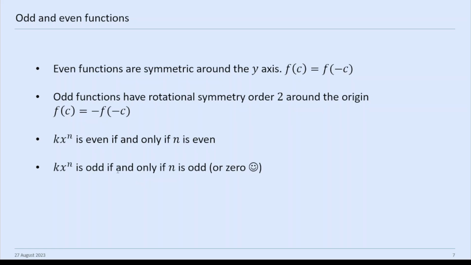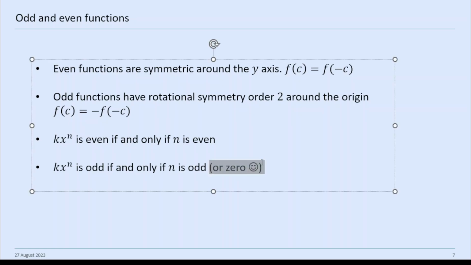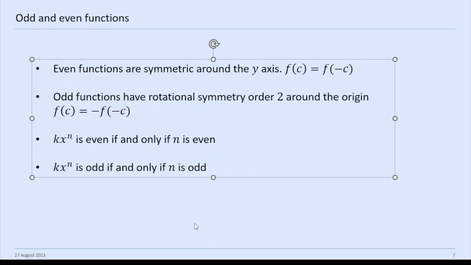This is more complicated than I thought it was. We're going to just forget n being 0, because that's a really problematic thing. It's good to do a bit of maths in real time. If n is 0, then x to the 0 is 1, and that is an even function, but it's not an odd function, so that's not true. So kx to the n is odd if and only if n is odd. That's true. Okay, progress.